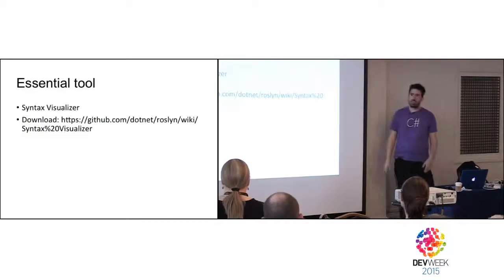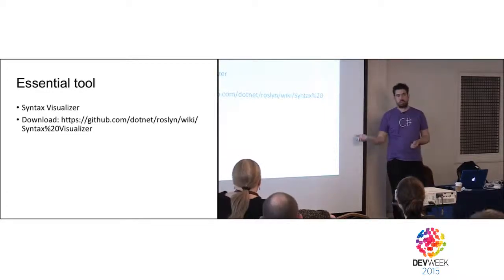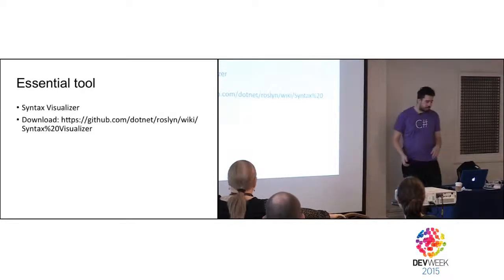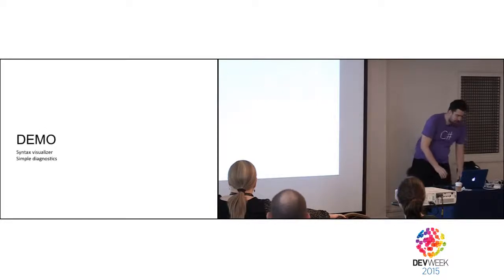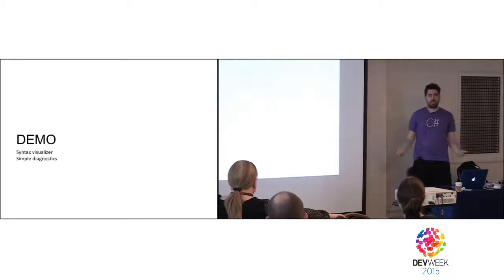So how would you see that? You don't want to write that code yourself. There's a small extension written by the Roslyn team, used by the Roslyn team, and hopefully used by you when you're writing your own diagnostics. It's called Syntax Visualizer. I'm going to show you how it looks. You can see the source code. It's open source. You can download it. It's available through the extensions dialog.